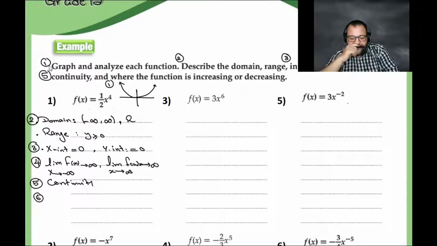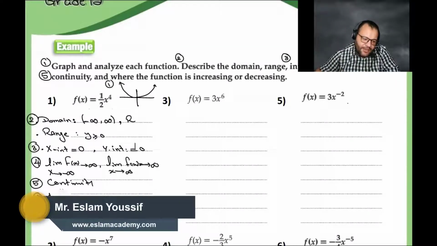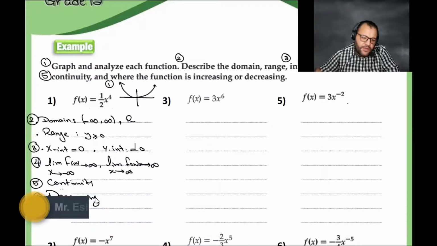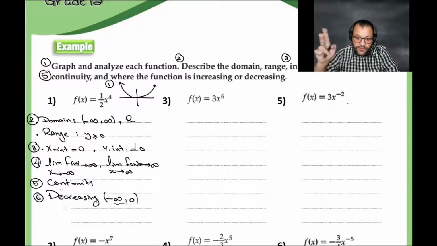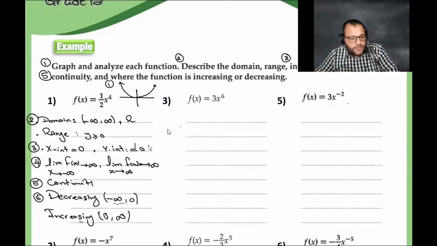Okay. From negative infinity to 0, increasing or decreasing? Decreasing. Yes, alhamdulillah. Decreasing from negative infinity to 0. Both of them must be open. For increasing and decreasing, the intervals must be open. And increasing? From 0 to positive infinity. Alhamdulillah.